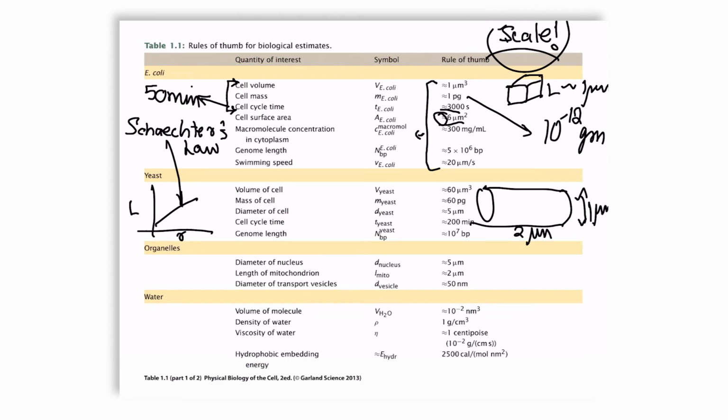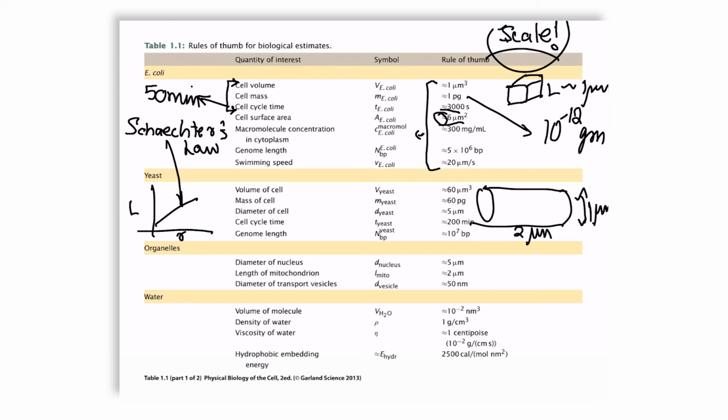What about bigger cells? Yeast is a eukaryote. This is Saccharomyces cerevisiae, the brewer's yeast or baker's yeast. It has a volume of 60 × 10^3 cubic micrometers. The mass of the cell is 60 picograms. Remember, it's about 60 times that of the E. coli cell. The diameter of the cell is 5 microns as opposed to 1 to 2 microns for E. coli. And cell cycle time is 200 minutes as opposed to 50 minutes for E. coli. Everything is bigger, everything is slower, and the genome is 10 times longer, which is 10^7 base pairs.